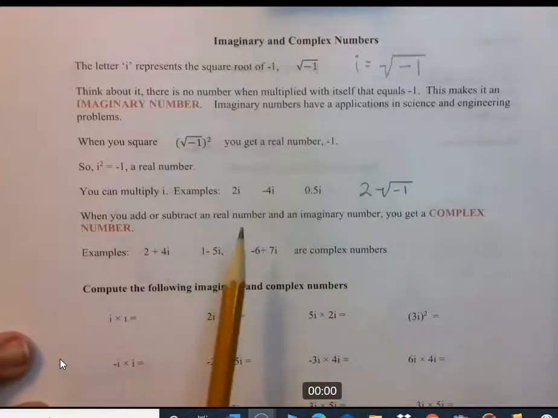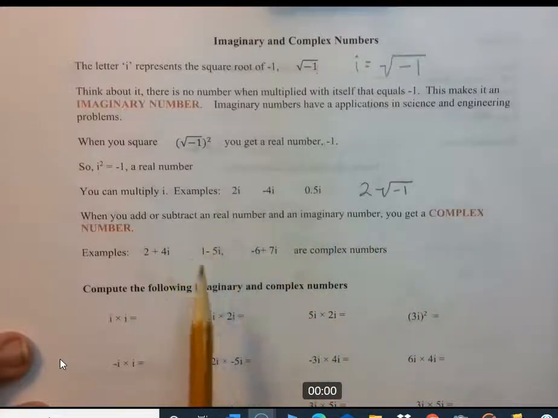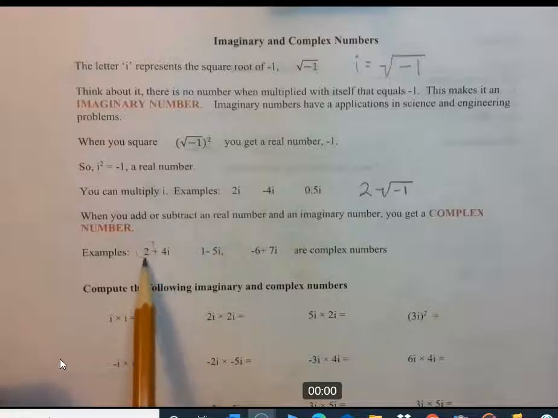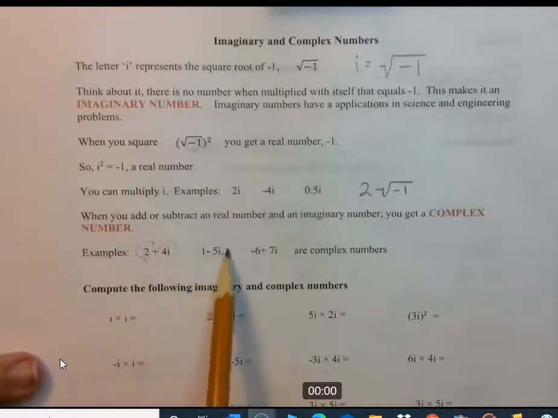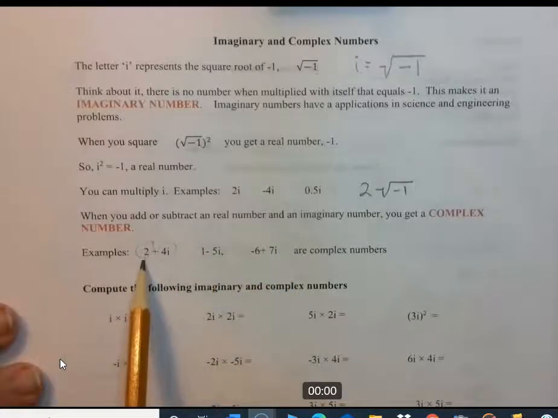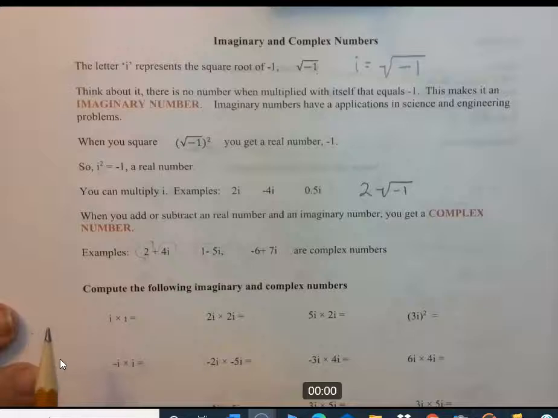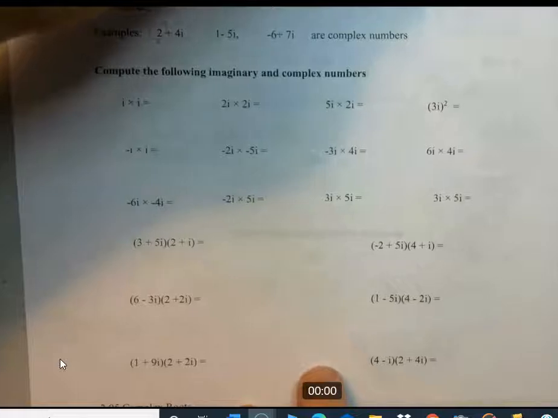Now, when you add or subtract a real number and an imaginary number, you get a complex number. So it has a real component, that's a real number, and it has an imaginary component. Real component, imaginary component. And just by convention, you write the real component before the imaginary component. Alright, so now we're going to do some calculations using these down here.